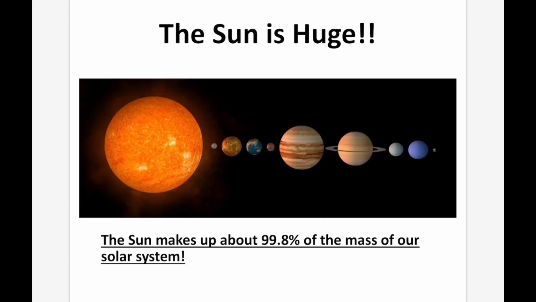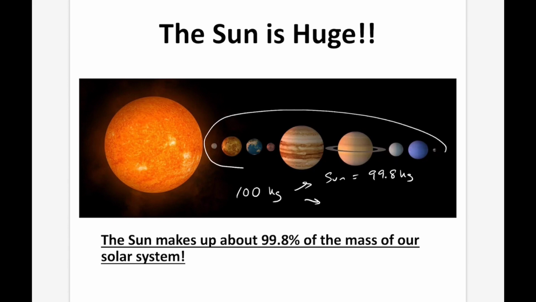Now, the Sun is huge. That's one thing we got to really keep in mind about the Sun. It makes up 99.8% of the mass of our solar system. So hypothetically, if our solar system weighed 100 kilograms, the Sun would be equal to 99.8 kilograms. And everything else, all this stuff, plus the asteroid belts, would be 0.2 kilograms only. It's amazing to think how much of that mass is actually just the Sun and how little of it is everything else.